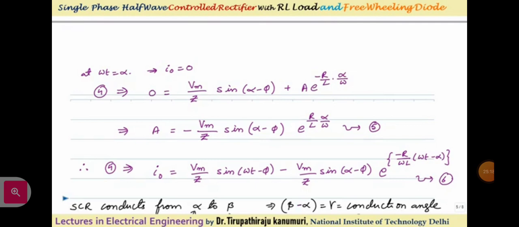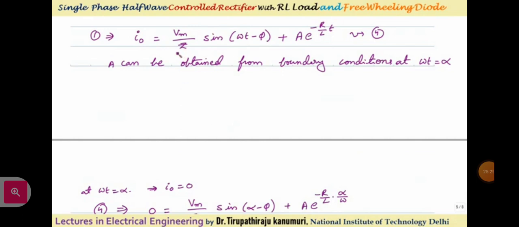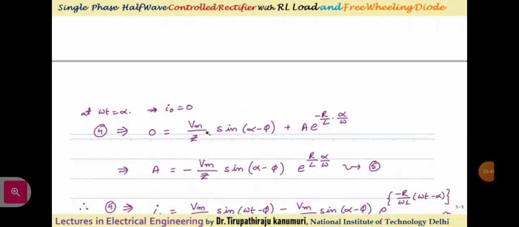That means automatically at that instant the current, because it is in the relaxed condition, the value of I naught is equal to 0 at omega t is equal to alpha. So I am substituting in equation number 4. When you substitute this in equation number 4, I naught is equal to 0. This will be equal to V maximum by Z into sine of omega t, which is nothing but alpha, alpha minus phi, plus a e to the power of minus r by L into time, because omega t is equal to alpha, t will be equal to alpha by omega. So the same thing I have substituted here, I got this one.